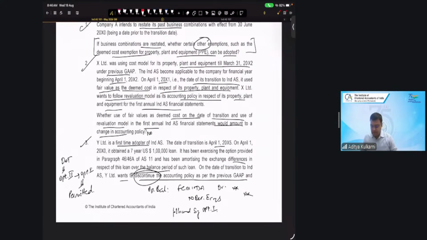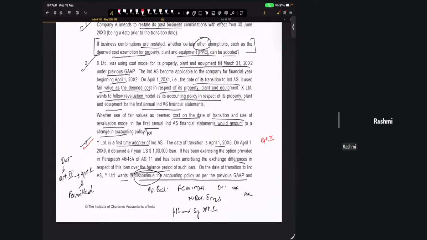Y Limited, this is the third question. Y Limited is a first time adopter of Ind AS. The date of transition is April 1, 20x5. On April 1, 20x0, it obtained a 7-year US dollar 1 lakh loan. It was exercising the option provided in 46A, that means it was doing option 1 or 2.